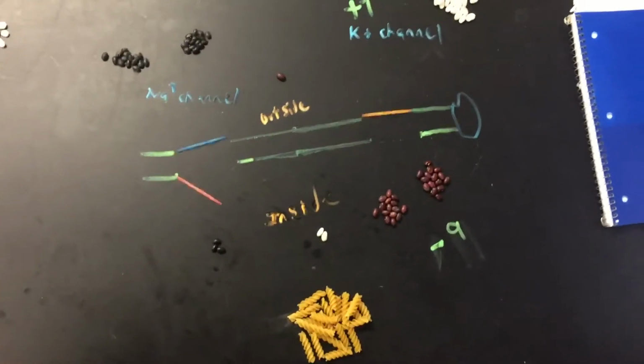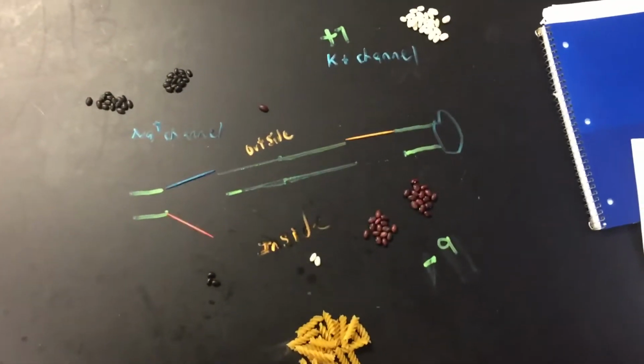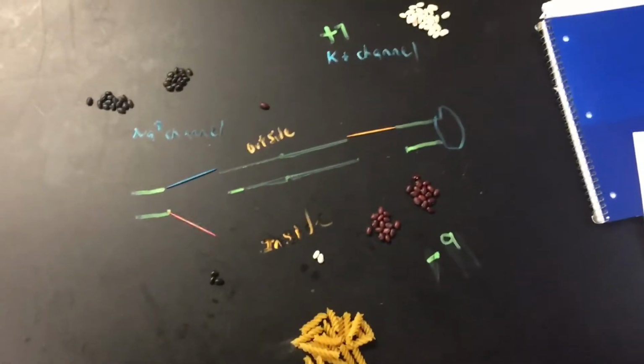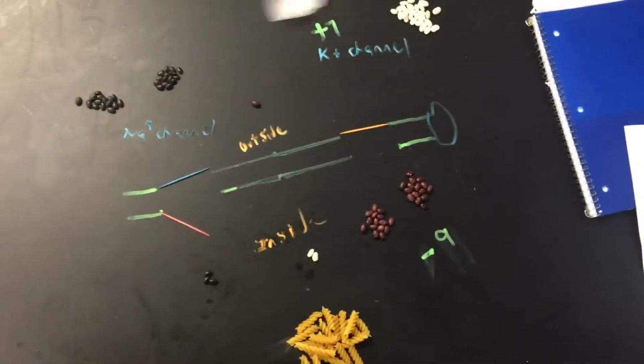So this is our little model of neuron action potential. To start off, the cell is in resting state. Sodium and potassium gates are closed, and the resting membrane potential is around negative 70 millivolts.